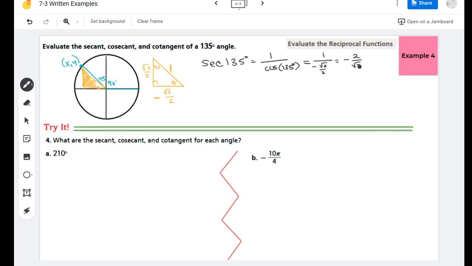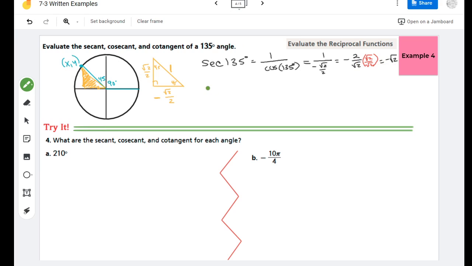Now I don't like this because I have a radical chilling here in the bottom, and we don't like radicals in our denominator. So to find my secant, I'm going to multiply by the value of 1, that's what this red stuff is, that will cause that radical to cancel itself out. So in this case, my secant is equal to negative root 2 if I simplify. Because root 2 times root 2 equals 2, and it cancels with that one up there, leaving me with just negative root 2.